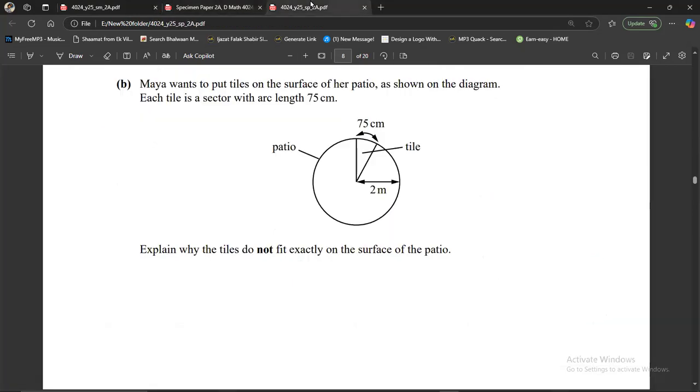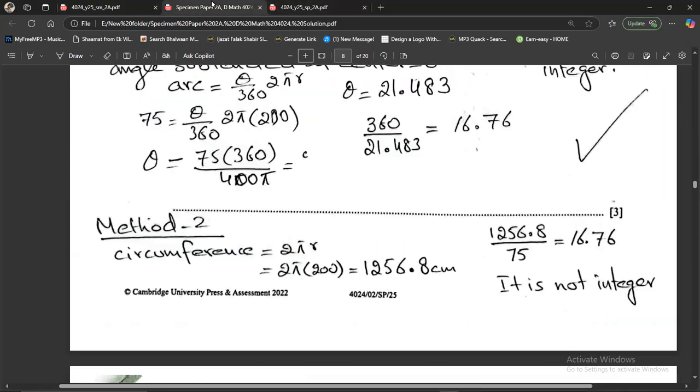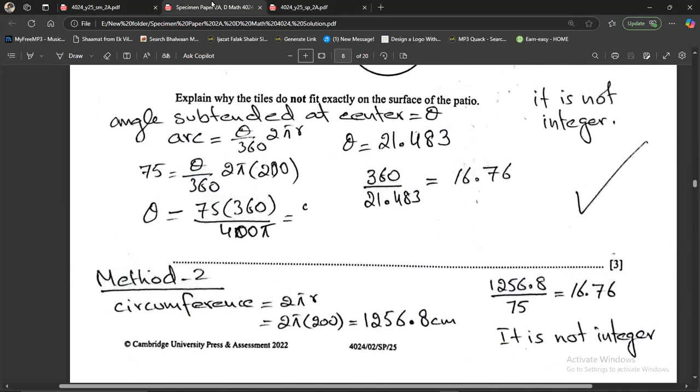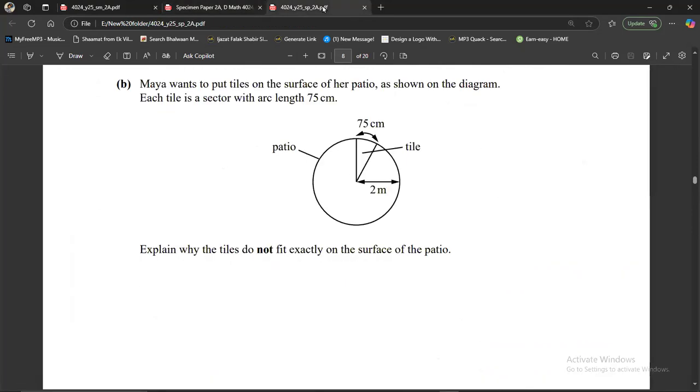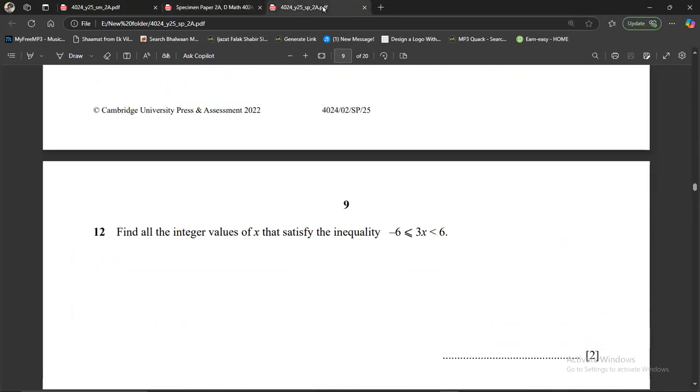Okay, so hopefully you understand this. Let me show you the whole thing together. Okay, so this is the whole question. Okay, now we are going to the next question. That is question number 12.